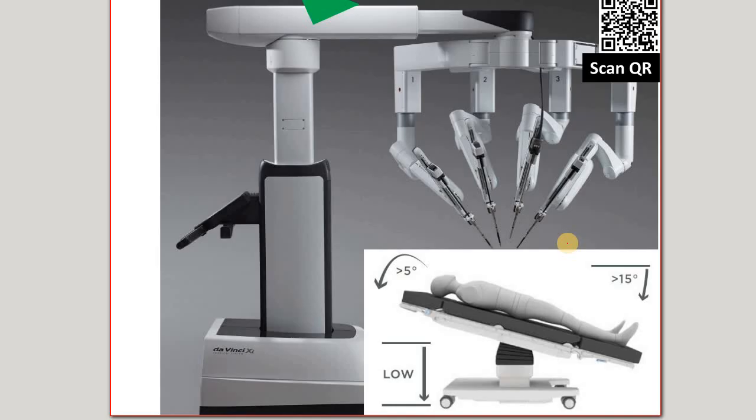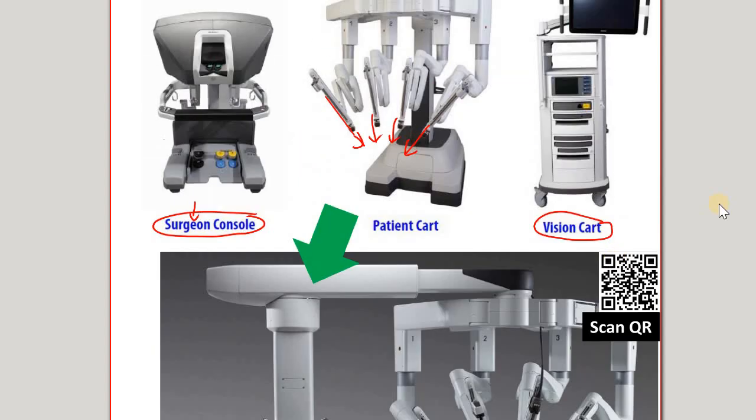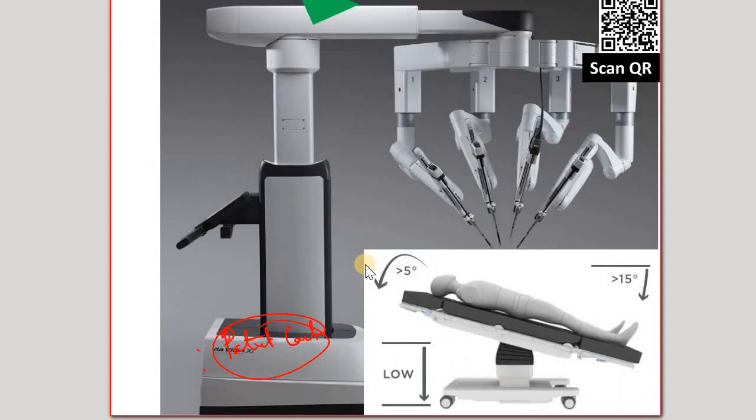So this is basically what is known as the patient cart, okay. Now let me write it down, patient cart, the second component, yeah, this one, patient cart. So basically what happens is the patient is asleep after being given anesthesia, and the table can be rotated according to the procedure, and then these robotic arms, they do their job, they try to do the operation.